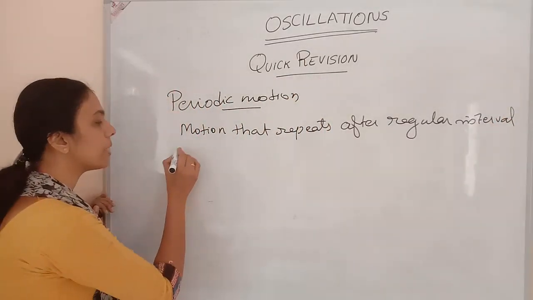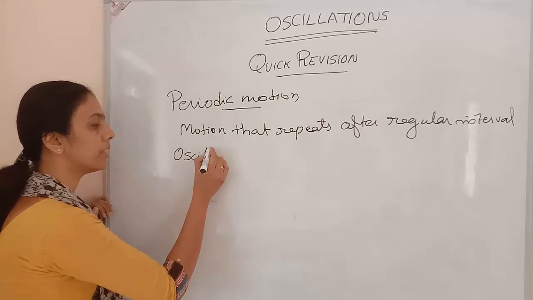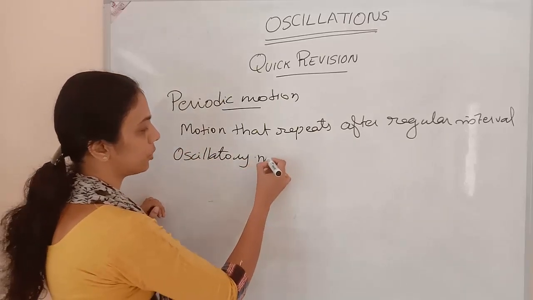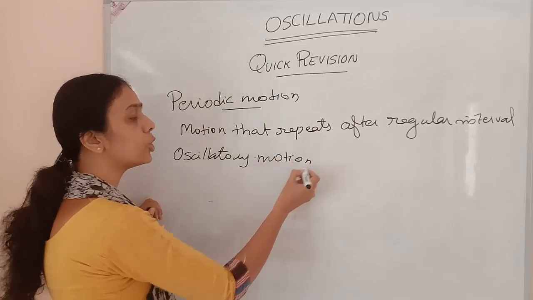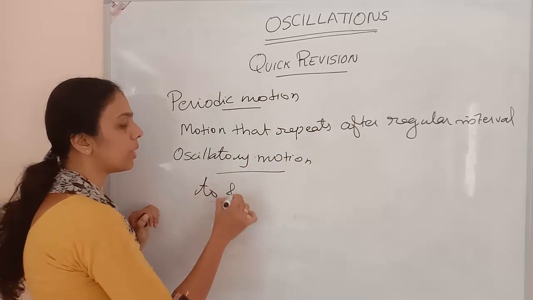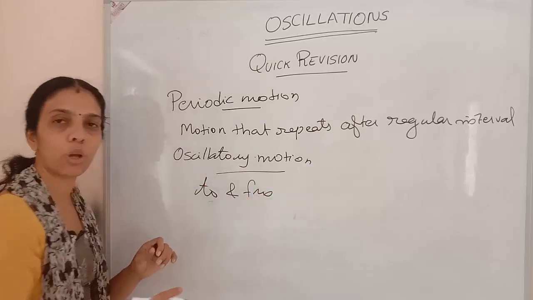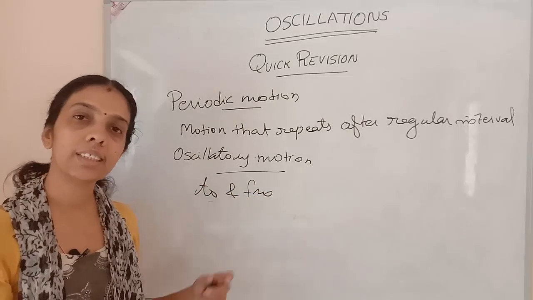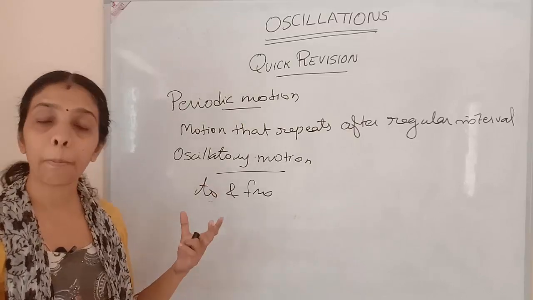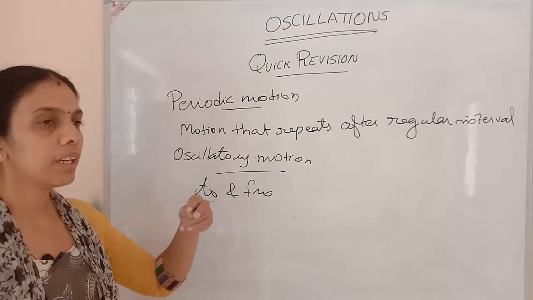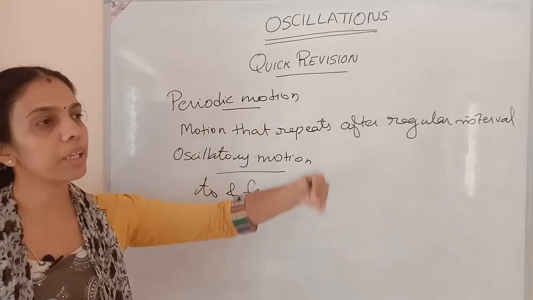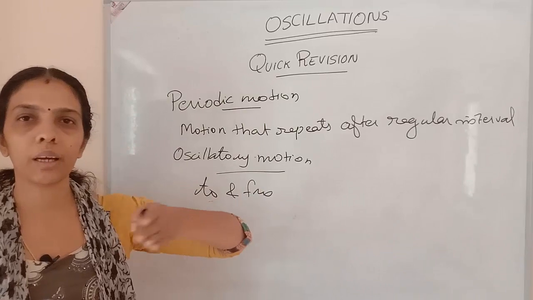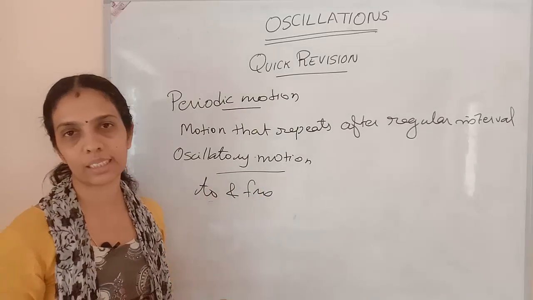What is meant by oscillatory motion? Oscillatory motion means a to and fro motion, or back and forth motion. Oscillation is a to and fro motion or back and forth motion. So periodic motion means it will repeat after a regular interval of time. Going and coming back is called an oscillatory motion.